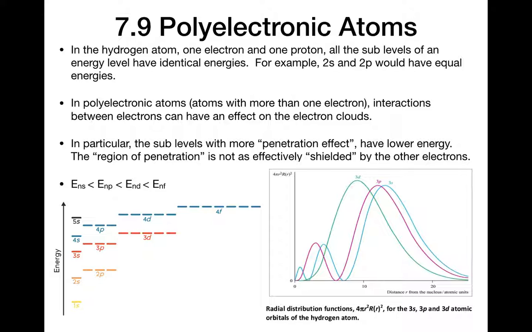At the bottom right, you see how 3s, 3p, and 3d vary in how their electron densities are able to approach the nucleus. You can see the penetration effect on the 3s, but you also see some penetration effect on the 3p. Remember, the 2p did not have two peaks. The 2p only has one peak. The 3p has two peaks.